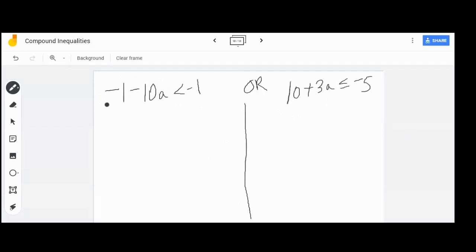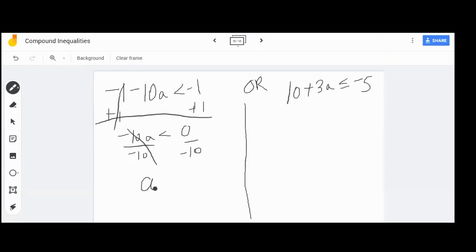So isolating the variable, first thing we want to do is add 1 to both sides. We know the 1s are going to cancel. That leaves us with -10a is less than 0. Dividing both sides by -10, and you know, when you divide by a negative, you have to switch the direction of that sign. So we have a is now greater than 0 divided by -10, which is still 0.